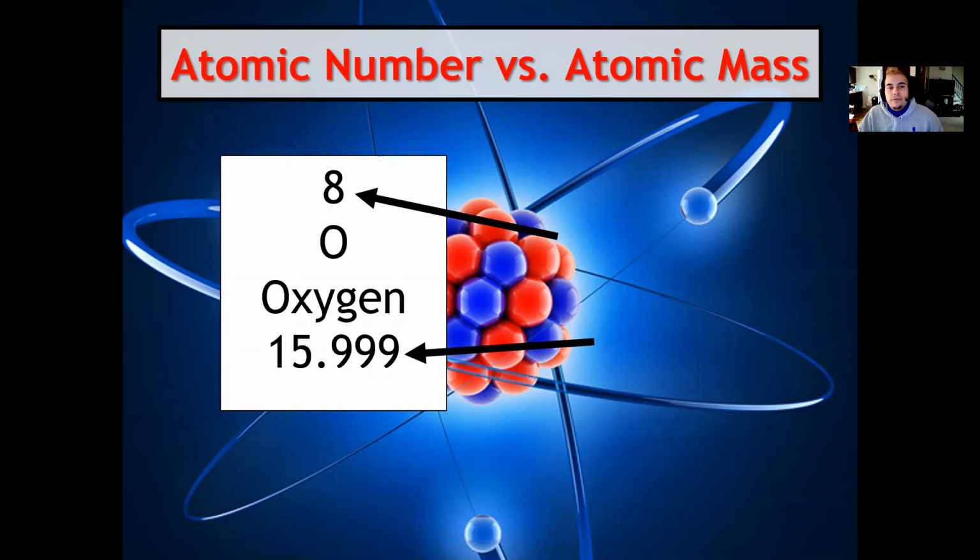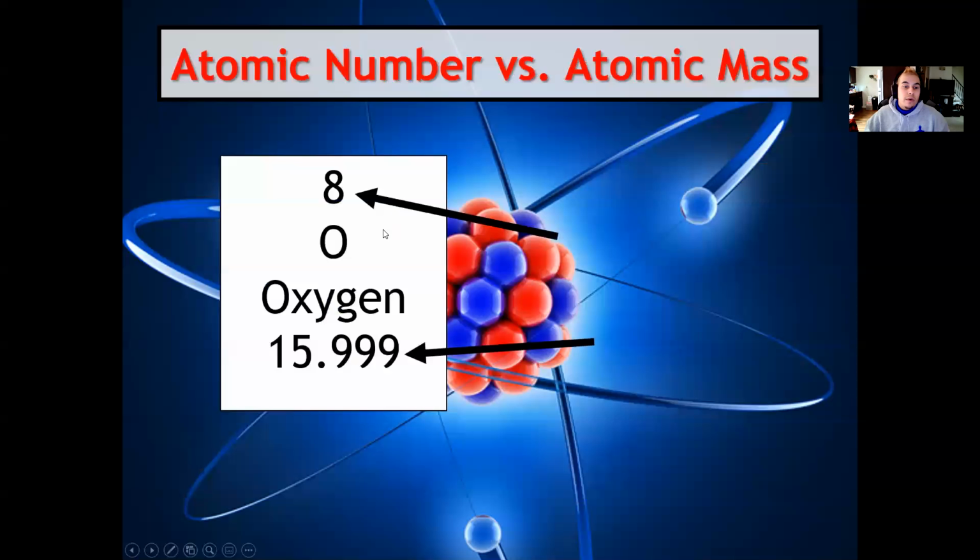The difference here, we have atomic number and atomic mass. These are two correlative numbers, meaning they have something to do with each other, but they're not exactly each other, you know? So on the top number, we need to be able to find the difference between atomic number and atomic mass.